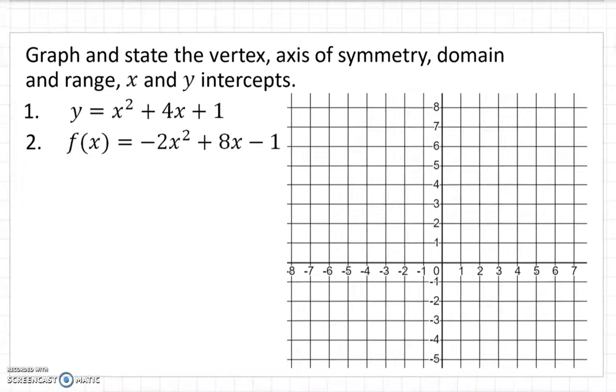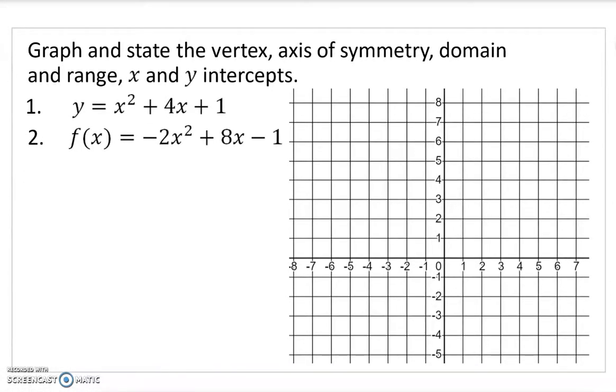It says graph and state what the vertex is, the axis of symmetry, domain, range, and x and y intercept. So we're going to start with number one: y equals x squared plus 4x plus 1. I'm going to use my vertex formula, which is x equals negative b over 2a. We can see that the b term is 4 and the a term is positive 1. Remember that is 1x squared, so that's going to be a positive 1. So let's plug in those values.